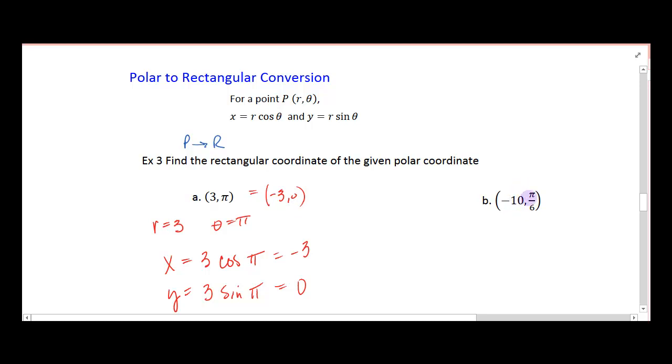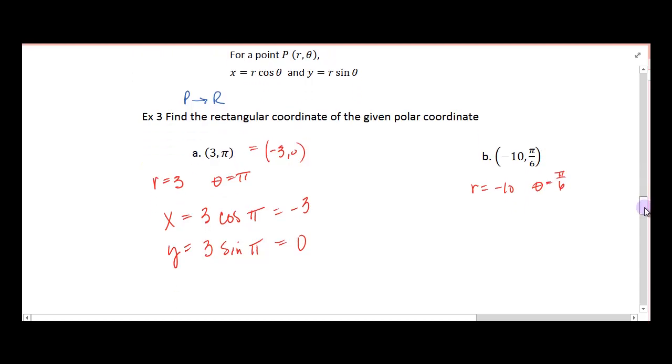Again, we are given polar coordinates where r is equal to -10 and theta is pi over 6. Pi over 6, just like pi, is a known value on my unit circle, so I can figure this out by what I've memorized. So I have a -10 cosine pi over 6 for x, and for y I have -10 sine pi over 6.